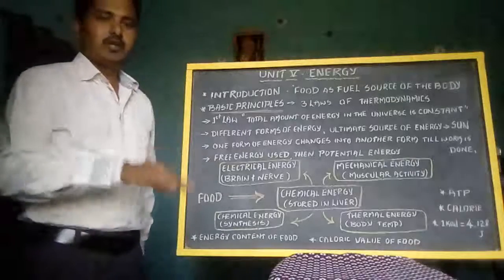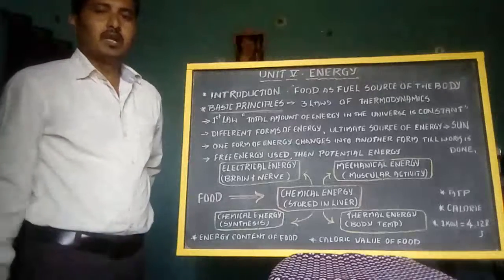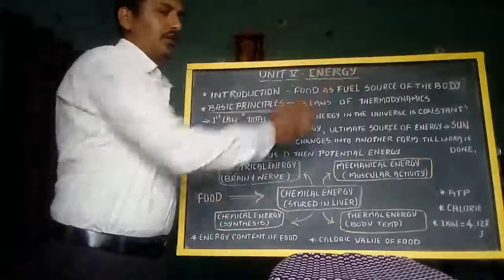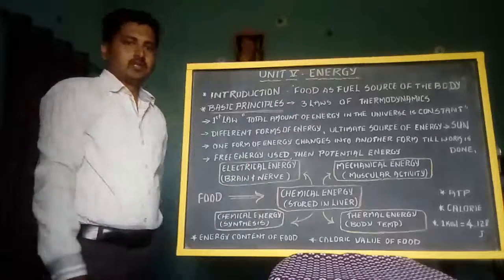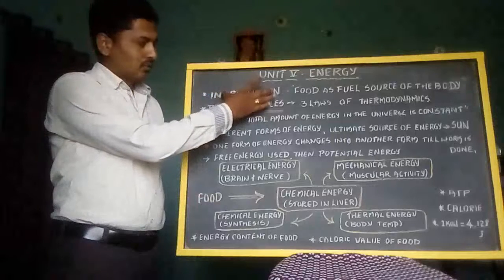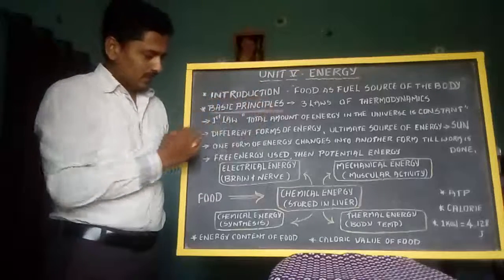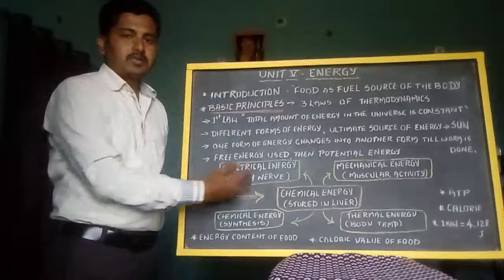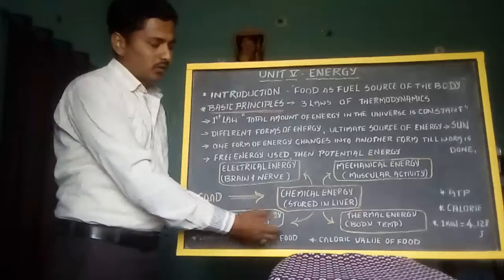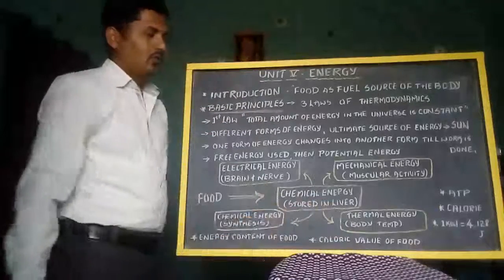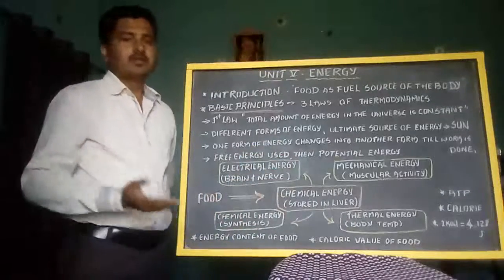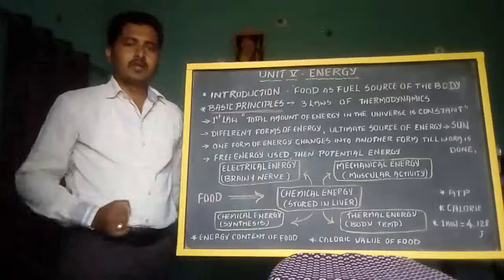In a previous unit, we discussed some points related to protein. In unit number 5, we'll discuss some points related to the energy topic. We'll start point-wise. We'll discuss the introduction, basic principles, one form of energy converted into another form, and lastly energy content of food, and next, the caloric value of food. Then, what do you mean by calorie, and what is the relation between calorie and joule? These points we will discuss today.